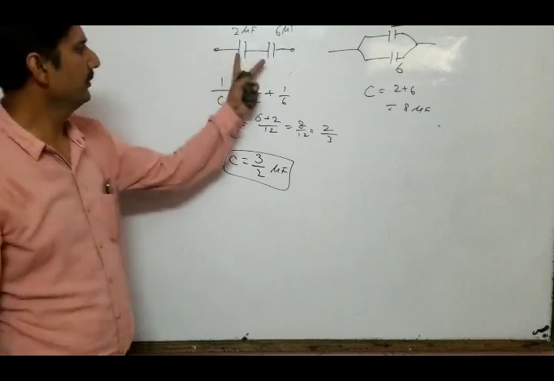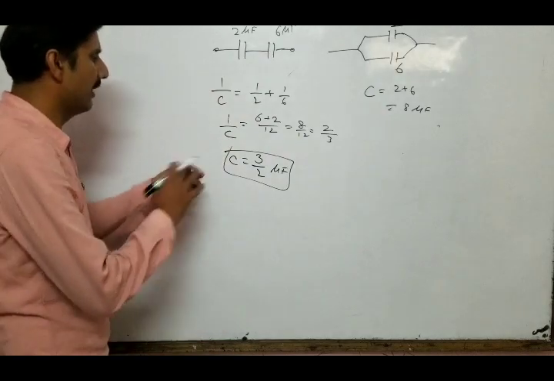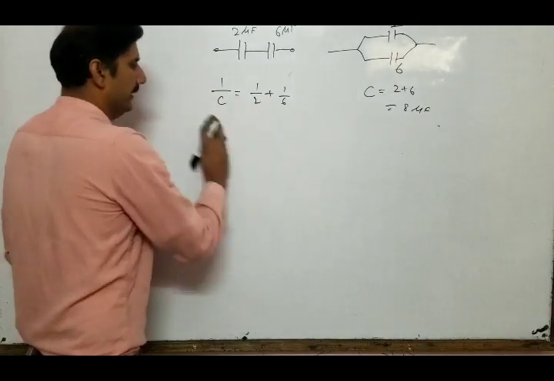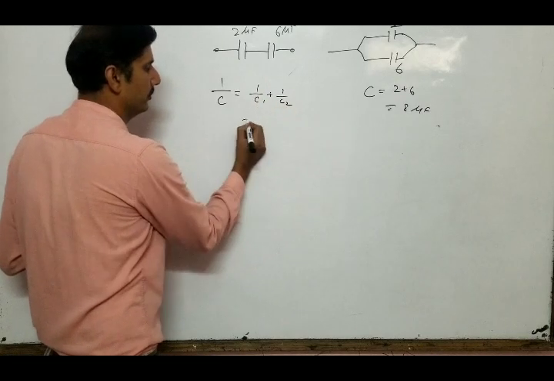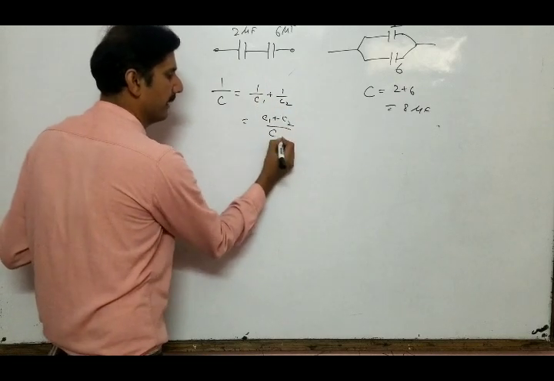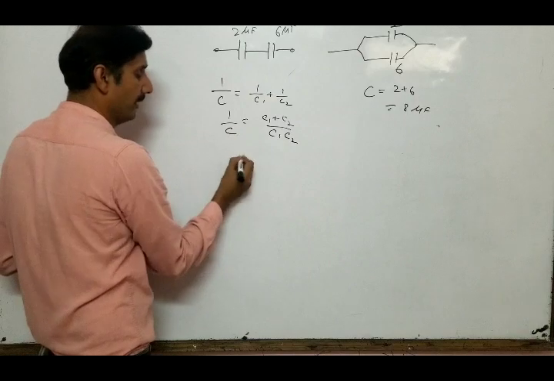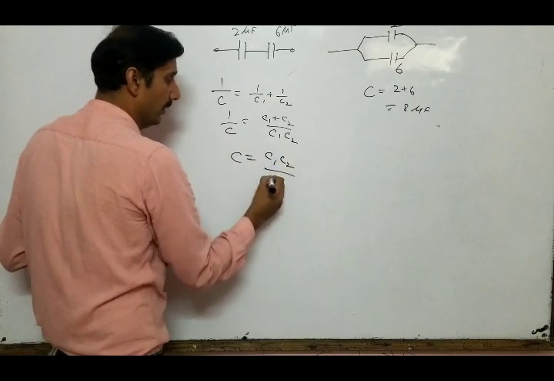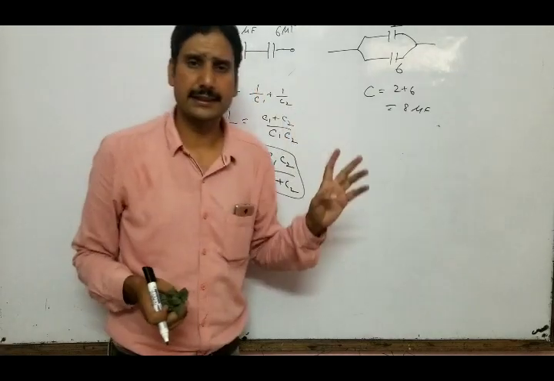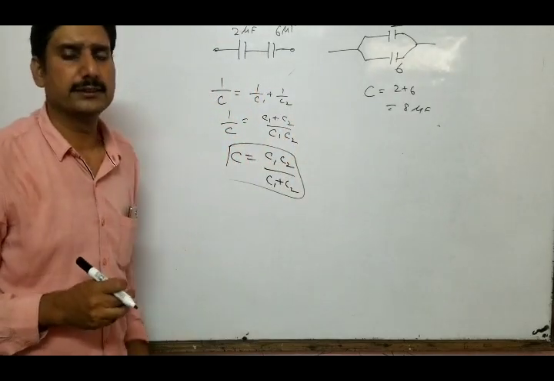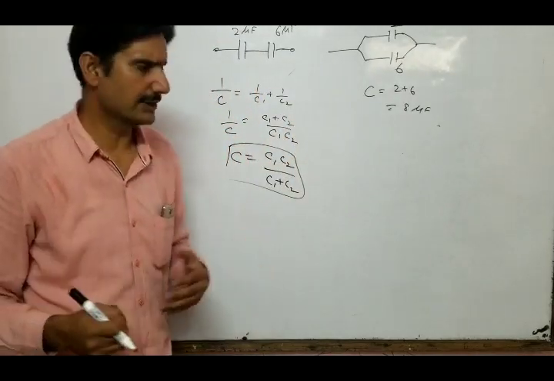Now for two capacitors, this formula you can just do it like this. It is 1 by C1 plus 1 by C2. So it will be C1 plus C2 divided by C1 into C2. This is 1 by C. So C is C1 C2 over C1 plus C2. For as long as there are only two capacitors in series, you can do it a little fast way.